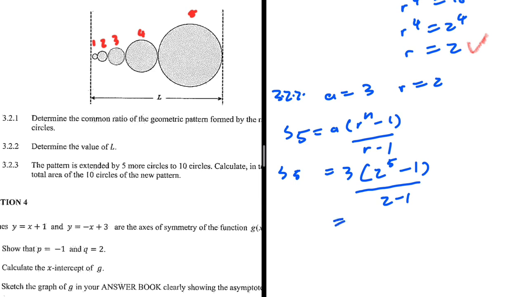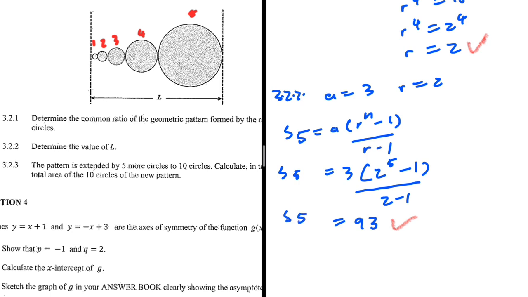Okay, so let's take a look. We have 3 multiplied by 2 to the power 5, minus 1, divided by 2 minus 1. This is 93. We can actually do this manually also and see if it is correct. We can do this manually instead of using an equation, right?